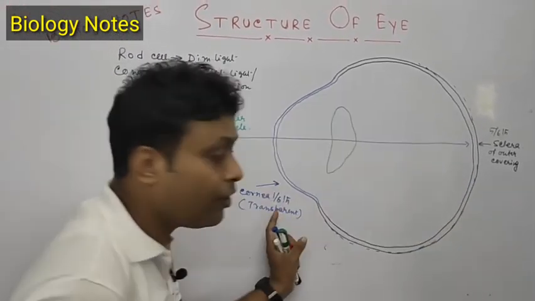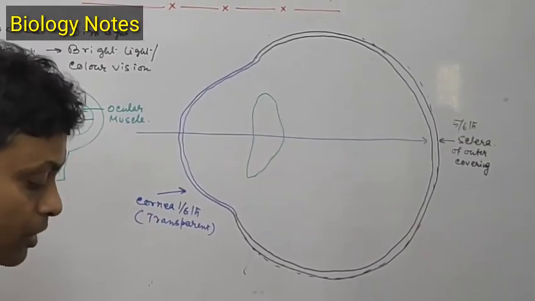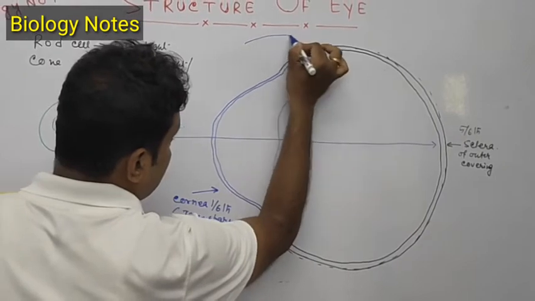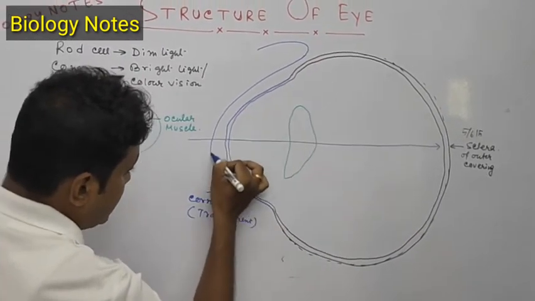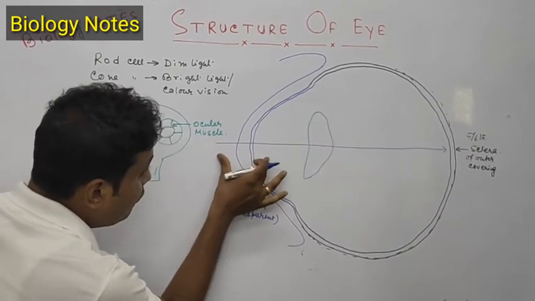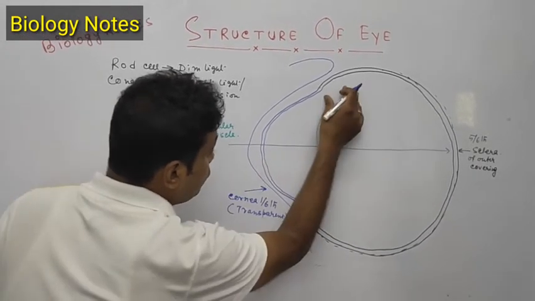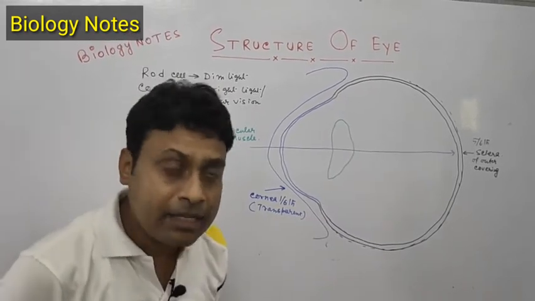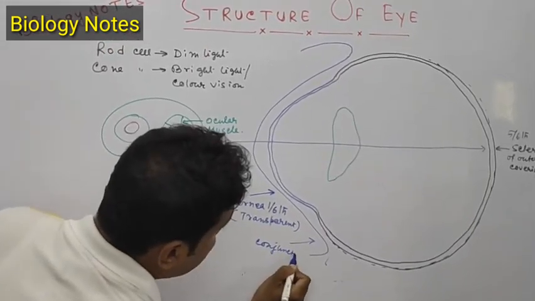Then just outside of the cornea there is another covering, which is known as the conjunctiva. The conjunctiva not only covers the cornea, but also covers a very small part of the sclera, right? This is known as the conjunctiva.